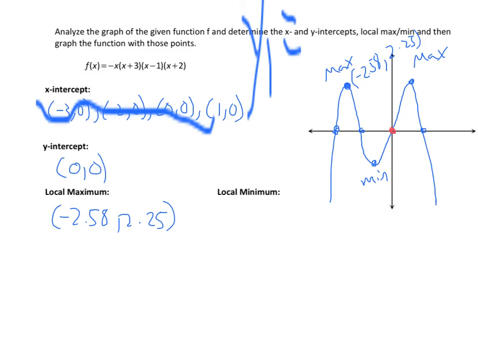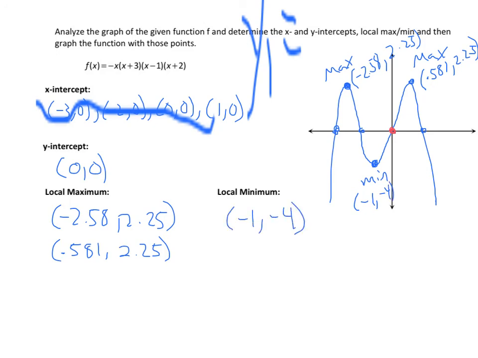And this next local max over here would be the point 0.581, 2.25. So that would be the other local max. And then the local min is the point -1, -4. And I will show you, if you don't remember, how to find all those things in the graphing calculator in class.